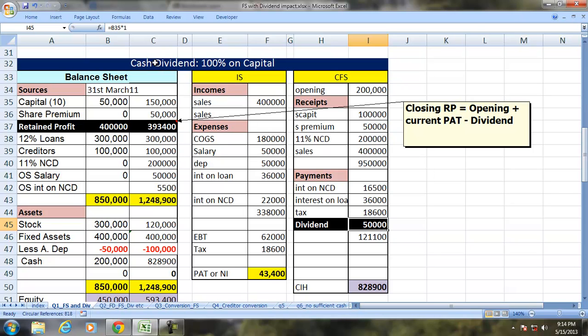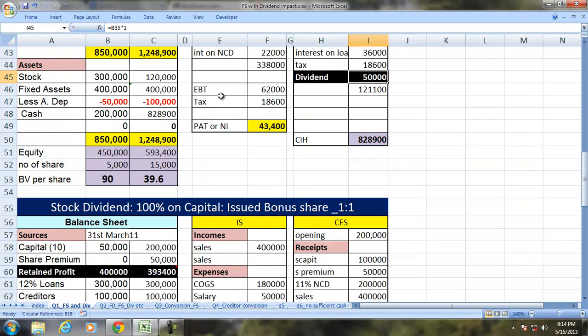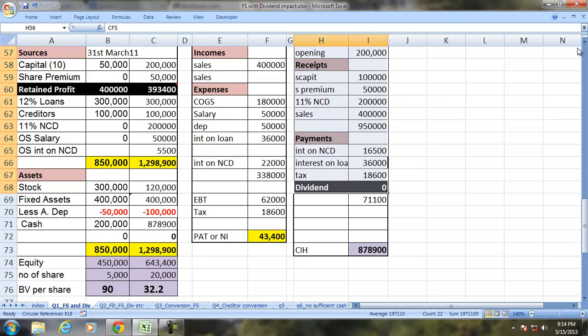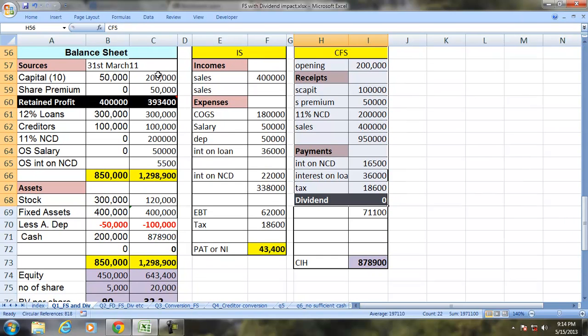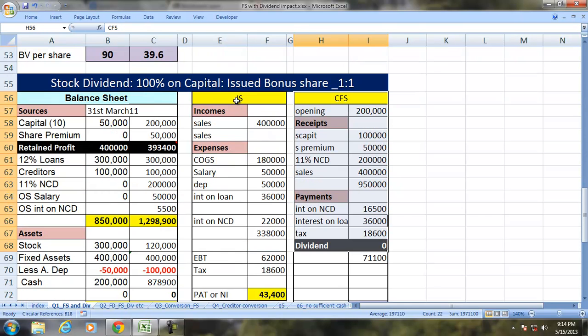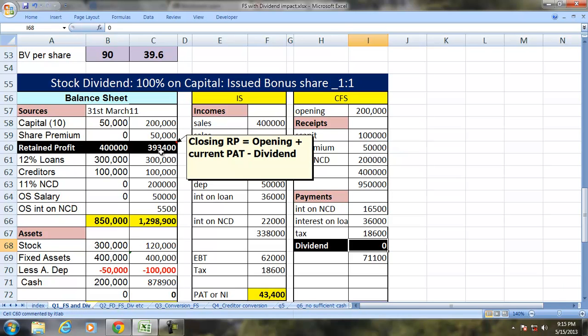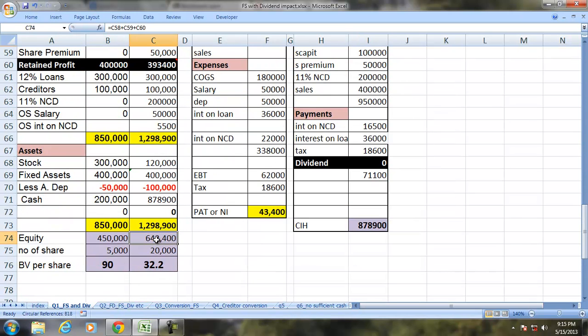Will this be the same effect if there is a stock dividend? So stock dividend, unlike the cash dividend, there will be no change in the cash flow because the profit is not distributed in the form of cash, but the profit is converted into the capital. So the amount of dividend given is same, 100% on the capital. But in this case, unlike the reduction in the cash flow, no cash flow, but capital increases by 50,000. So the equity remains same.